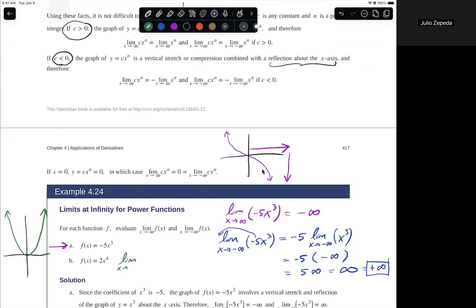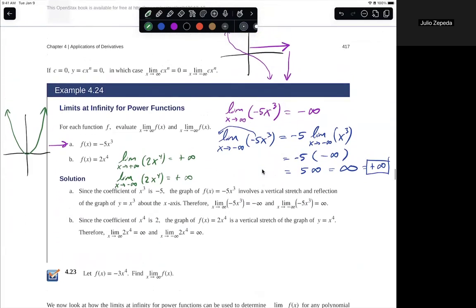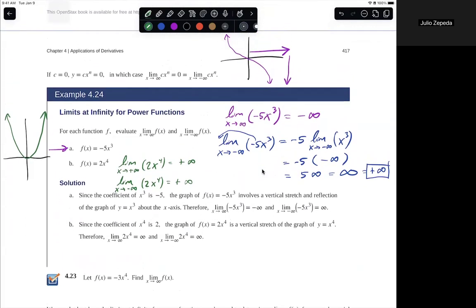The limit as x approaches positive infinity of 2x to the fourth, and the limit as x approaches negative infinity of 2x to the fourth, is equal to positive infinity and positive infinity for both. Well, that was easy. If we know what the graphs look like, we can pretty easily evaluate these limits.